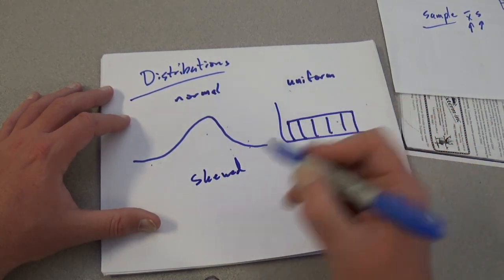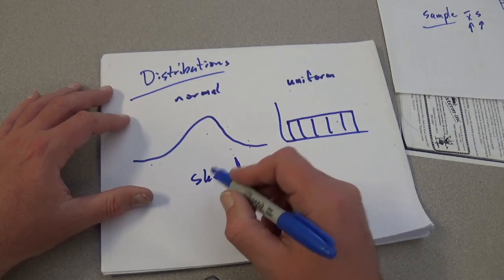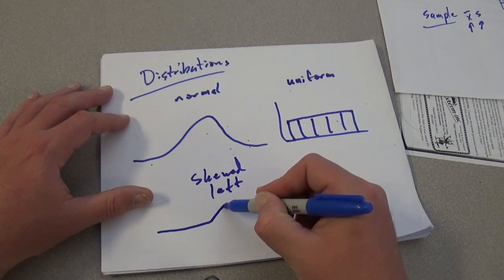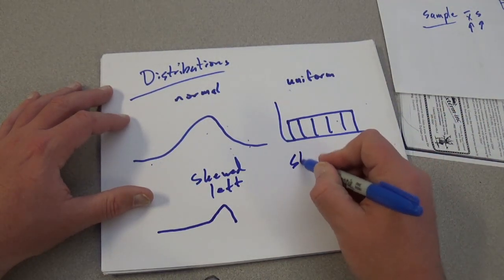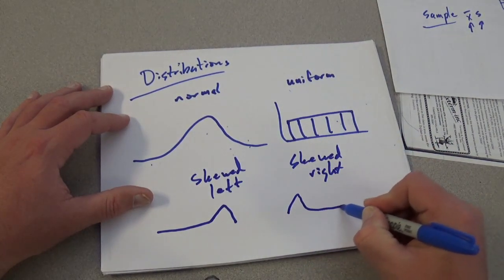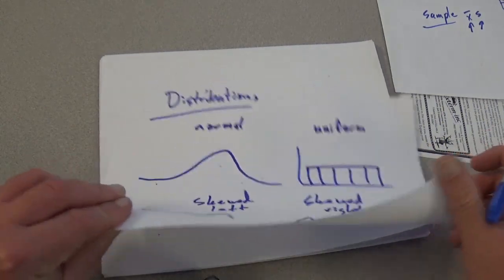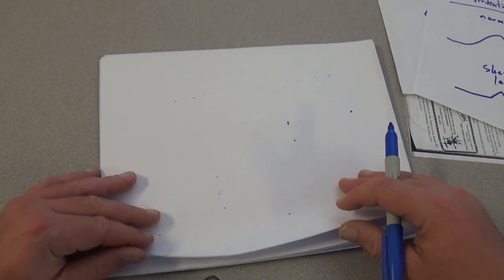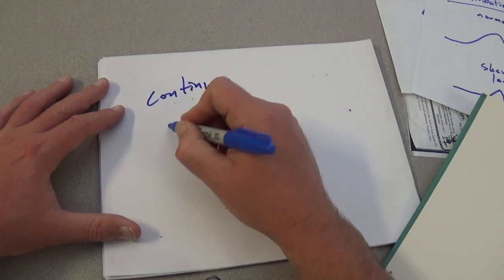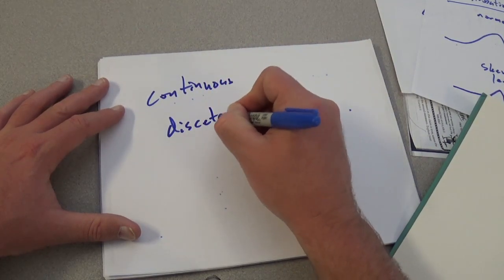We have skewed. The tail actually points to which way it is, so if it's skewed left, then it's going to look like that. Skewed right, it's like that. And we also have continuous and discrete, but you taught math, so you already know those.